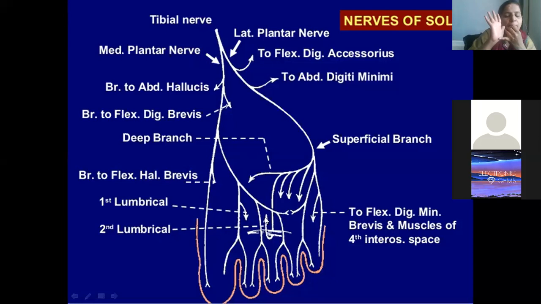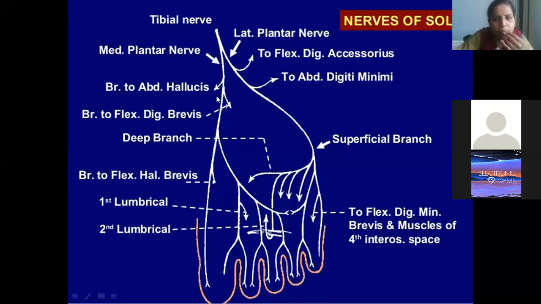If you remember in the upper limb also, the ulnar nerve and median nerve had a communicating branch, isn't it? 3.5 digits were supplied by the median and 1.5 were supplied by the ulnar, cutaneous supply, and both of them had a communicating branch. Similarly, here also you will see a communicating branch. It takes little practice for you, and at one glance it may be confusing, but if you practice this diagram, you can write everything in your own words.